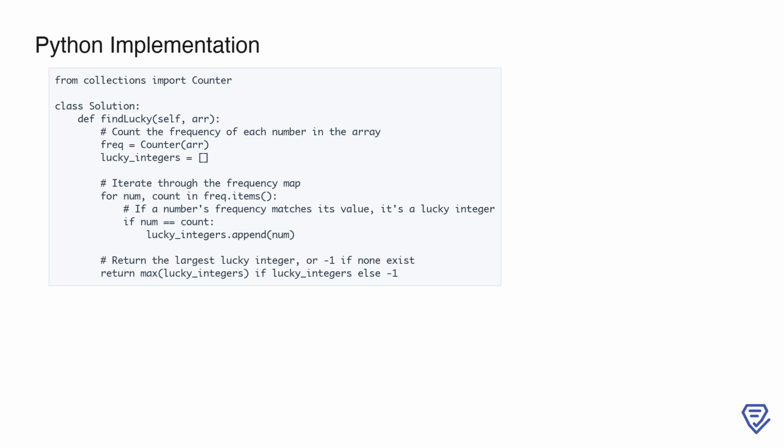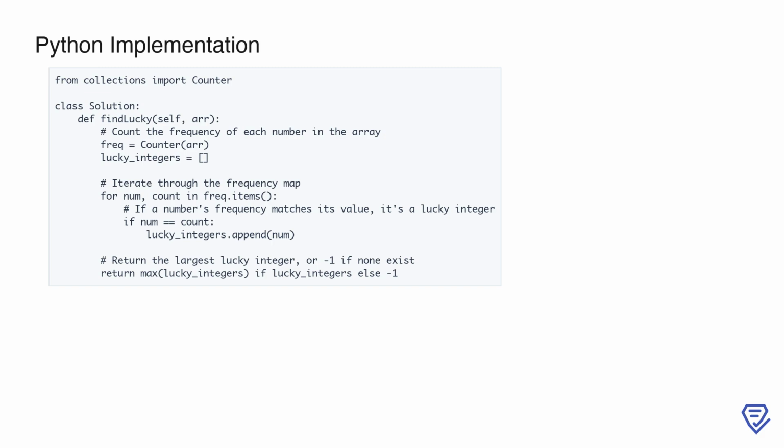4. Finding lucky integers. An empty lucky_integers list is initialized to store numbers that qualify as lucky integers. A for loop iterates through the frequency dictionary, checking each key-value pair, number, count. If the number equals its frequency, count, it is appended to the lucky_integers list. 5. Finding the largest lucky integer. If lucky_integers is non-empty, the max function is used to determine the largest lucky integer. If no lucky integers are found, the function returns -1.